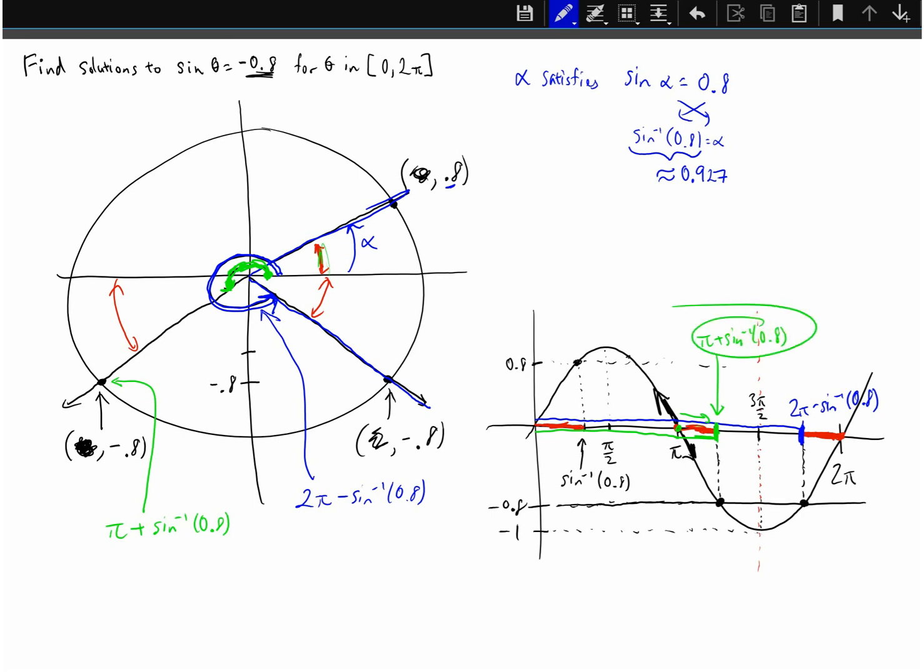So you see the same solutions, right? Theta equals that as one solution, and theta is equal to this is the other solution. There are two solutions to this equation, which are between 0 and 2 pi.